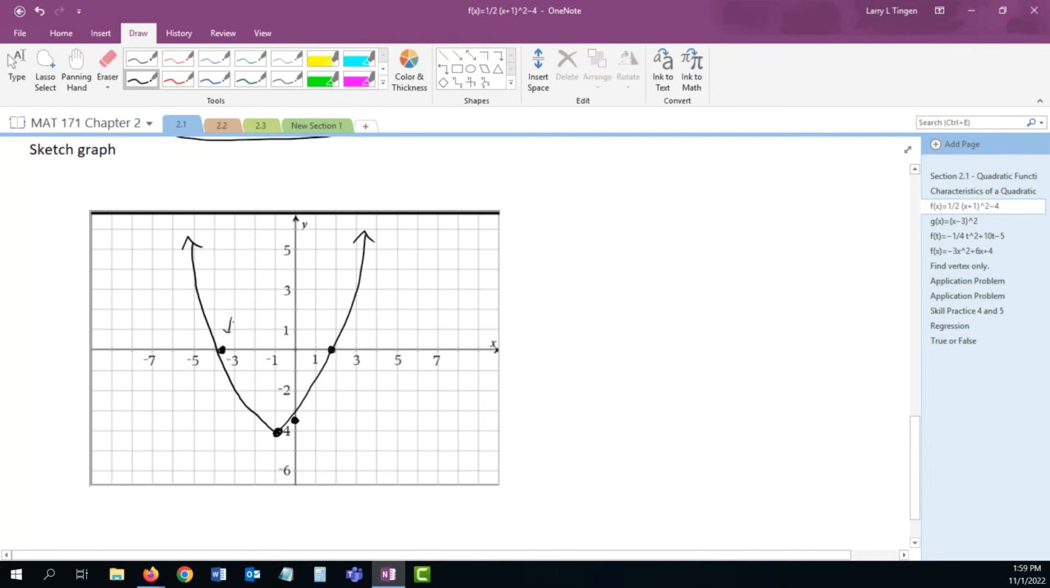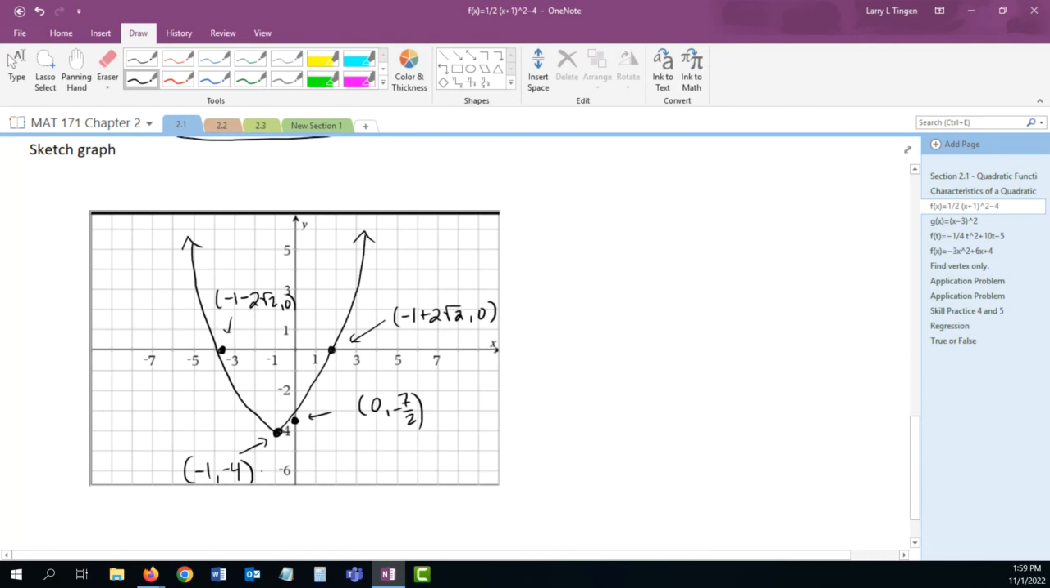So what did I label here? This is -1 minus 2√2, 0. This is -1 plus 2√2, 0. This is the y-intercept, 0, -7/2. And then this is the vertex, -1, -4.